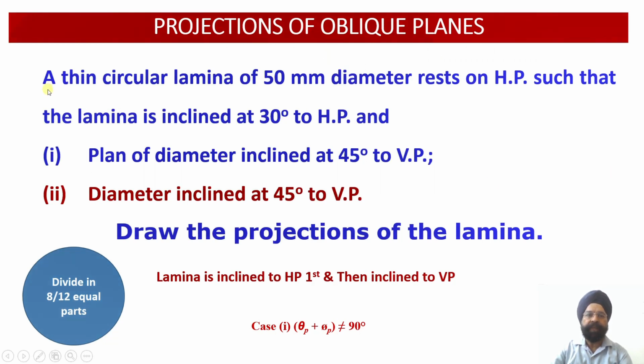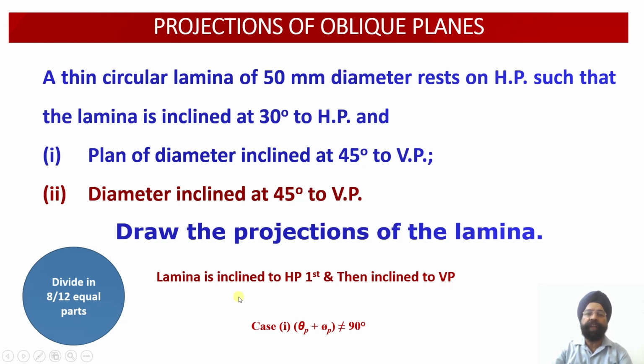There is a thin circular lamina having diameter equal to 50 millimeter which is resting on the horizontal plane such that the lamina is inclined at an angle of 30 degree to the horizontal plane. This means that the first inclination of this lamina is with the horizontal plane. So the lamina is first inclined to the horizontal plane and then it is inclined with the vertical plane. So the second inclination of this lamina is with the vertical plane.